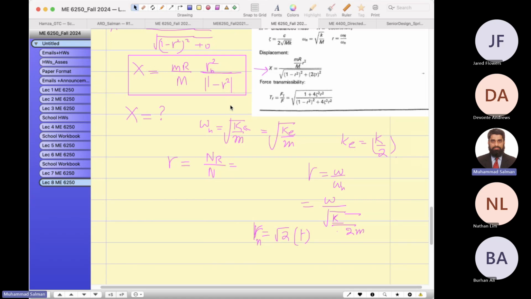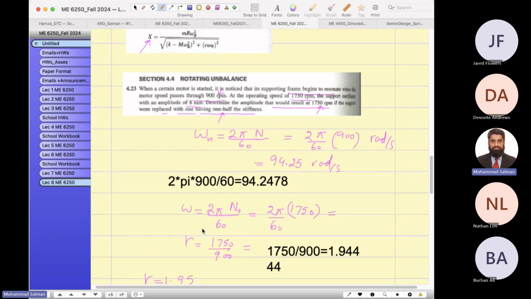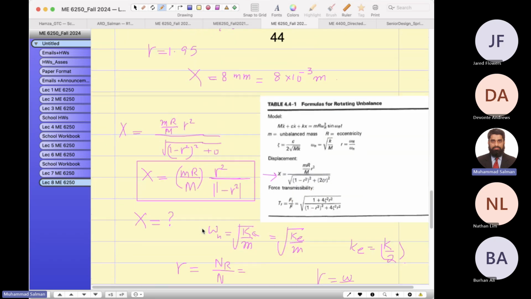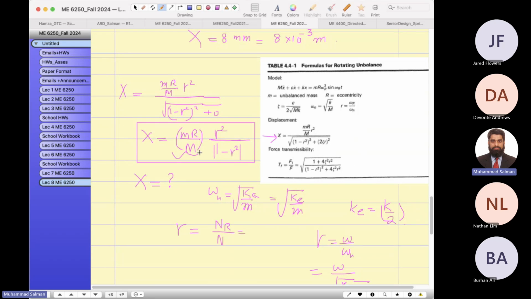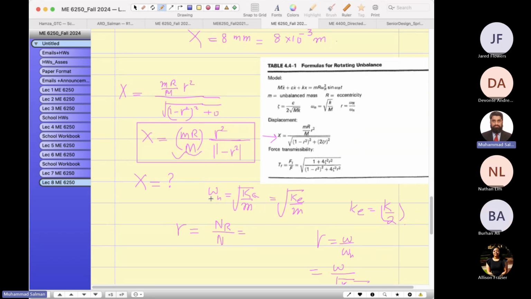So if you plug the new R into this equation, I'm going to write it down as a new formula here. Then you can find the new X. This thing is not given directly. If you see in the question, they don't talk about the mass of the rotating unbalance, the mass of the machine, or the eccentricity. But if I keep it as a scalar value, like one variable, this ratio will not change.